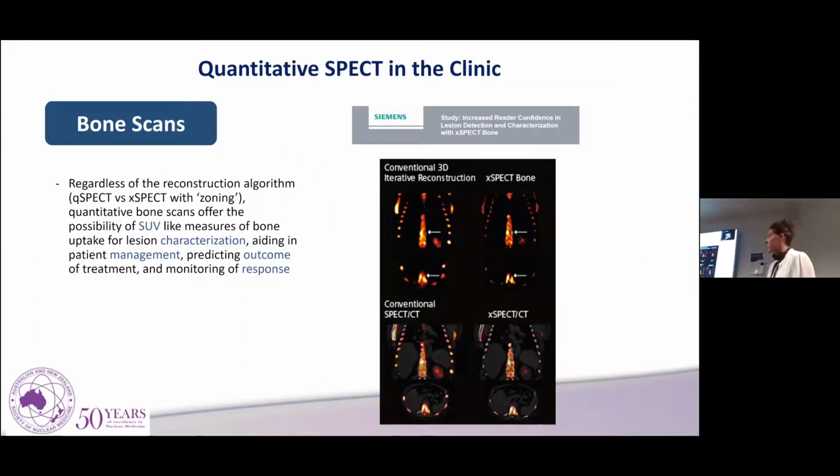Regardless of the reconstruction algorithm that's favoured for bone SPECT CT, whether or not you want to use the bone specific algorithm to improve resolution, I know it creates some very sharp images that I believe some of the clinicians are a bit reluctant to trust. But regardless of which methodology is used, certainly SUVs become available. And those SUVs may be useful in characterising lesions, aiding in management of patients, and certainly looking at treatment response and monitoring.